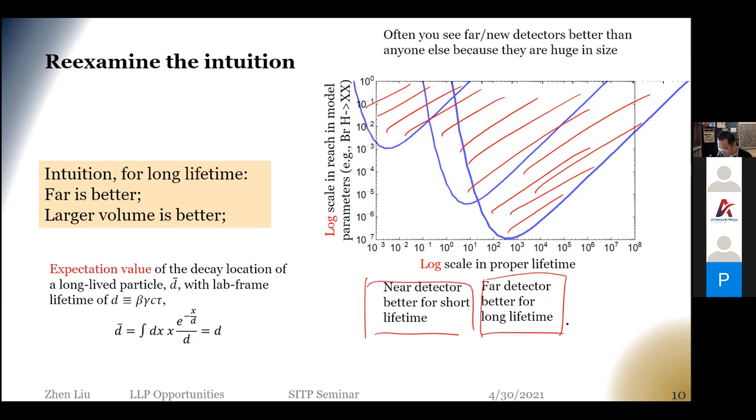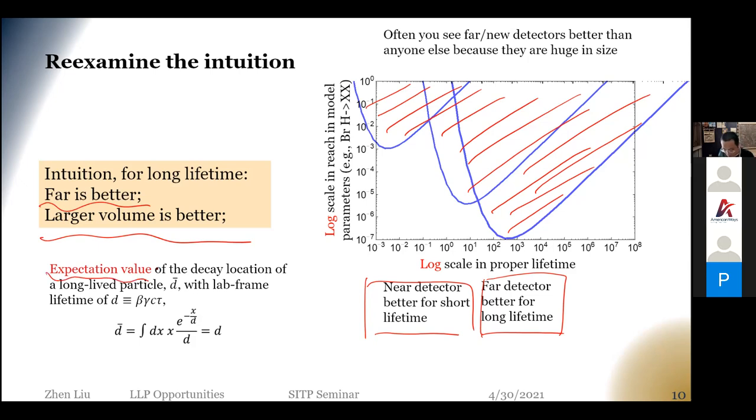Far detectors are better for long-lived particles. So for long lifetime, I want a far detector and a large volume. And it's even backed up by math. This math is tricking everybody, right?